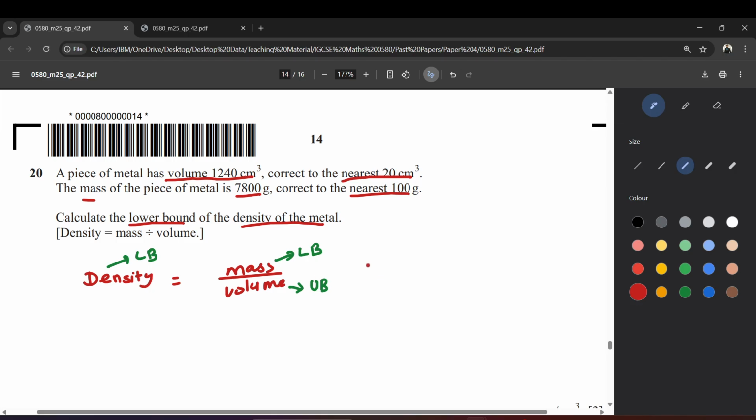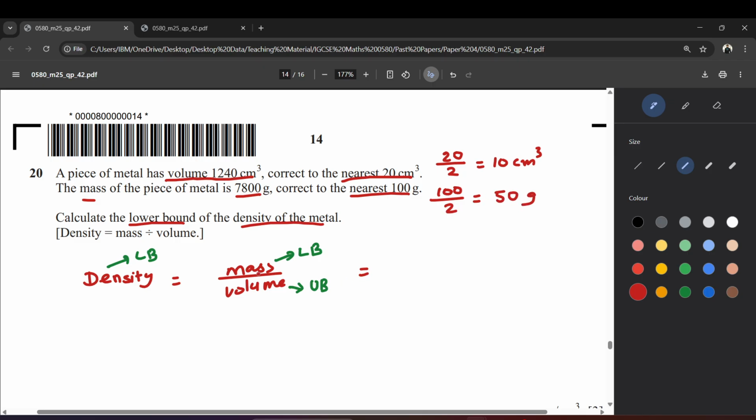So here it says nearest 20 cubic centimeters. In order to work out the upper bound or the lower bound, first we divide 20 by 2, so that will be 10. If I want to find the upper bound of the volume, I'm going to add 10 cubic centimeters. If I'm going to find the lower bound of the volume, I'm going to subtract 10 from it. As for the mass, we have nearest 100 grams, so 100 grams divided by 2 gives us 50 grams.